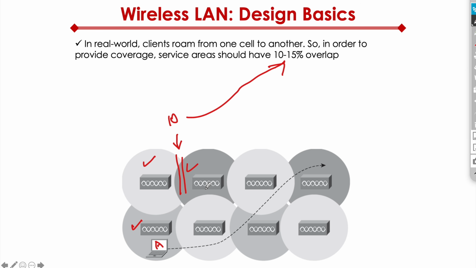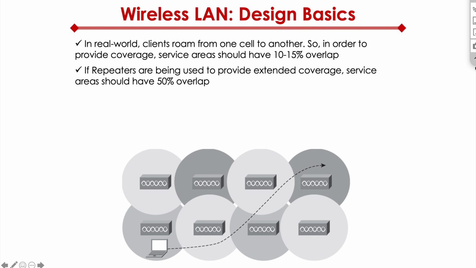Because if you can imagine, if there's no overlap, then there might be a point where, as this client at the bottom is moving around, as they move from one cell to the next, there might be a dead spot or a dead zone. To avoid the dead zone, we need to have this overlap.